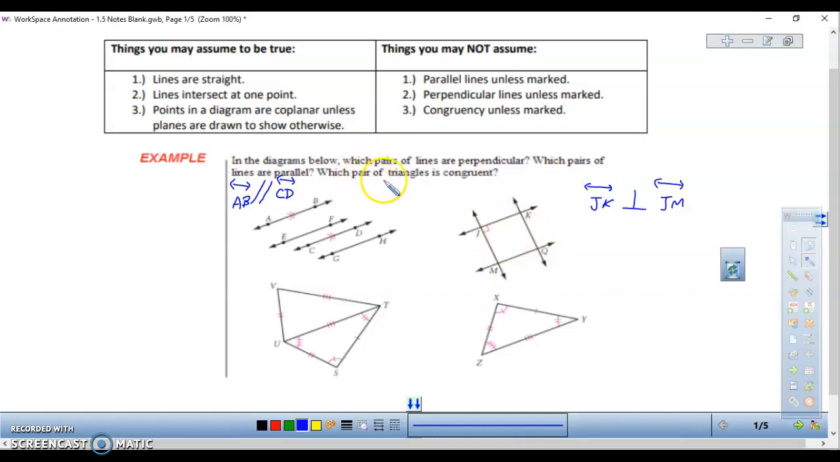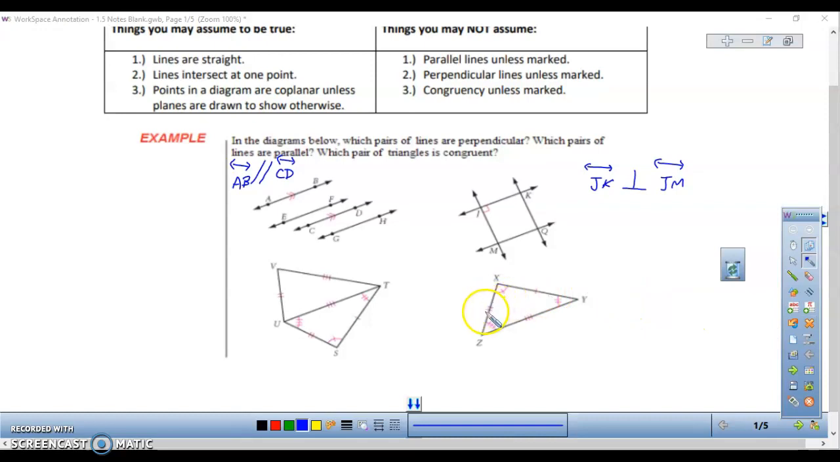Next, it asks which pair of triangles are congruent. I know for sure that by definition, triangles are congruent if all of their corresponding parts are congruent. So let's take a look. Obviously, this one has angles and sides, and this one has angles and sides. So it's probably these two, and let's just check.